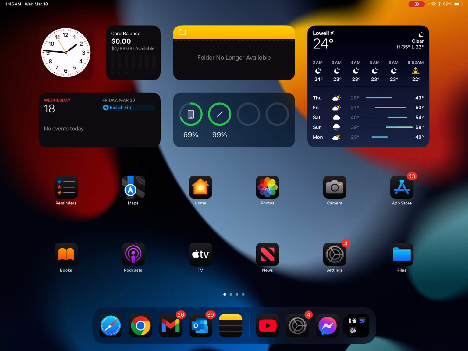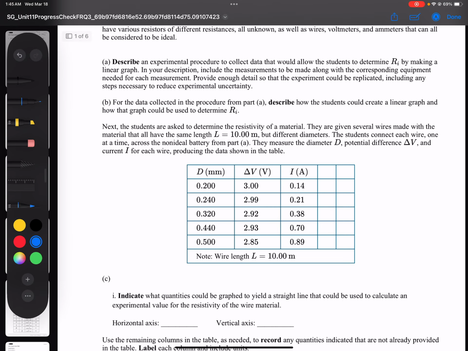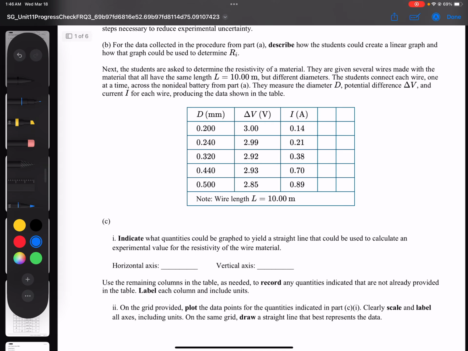All right. So now we have to do a resistivity experiment. This one's a little tedious because they tell you the diameters of the wires, but it's really not too bad. They don't tell you the area.